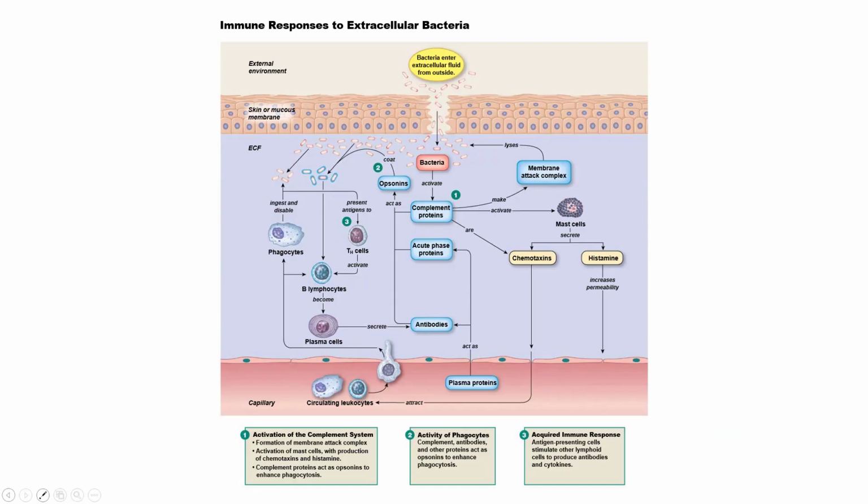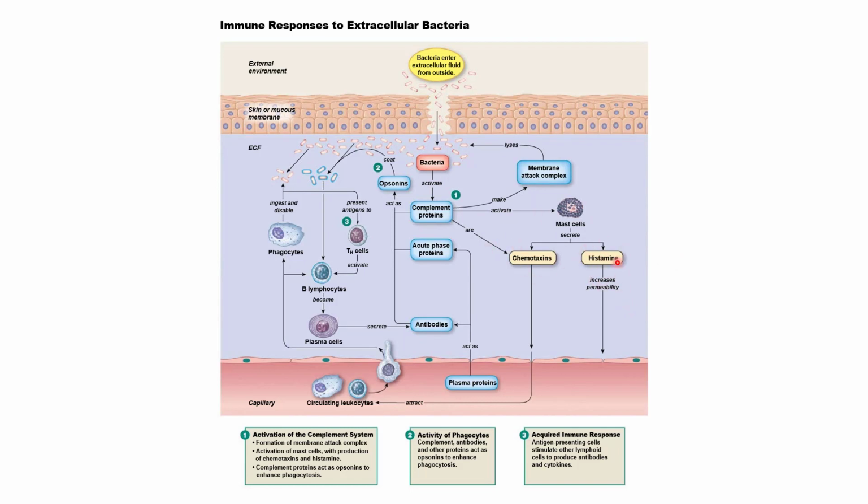So let's look at two responses. I'm not going to necessarily test over this, but again, just to summarize everything to show you why this all matters, let's look at what happens when bacteria enters into our system. When bacteria enters, the first thing it's going to do is activate our complement system. So we're going to start forming a membrane attack complex that surrounds these guys. Our mast cells start producing chemotaxins, and we start producing opsonins to help us engulf these.